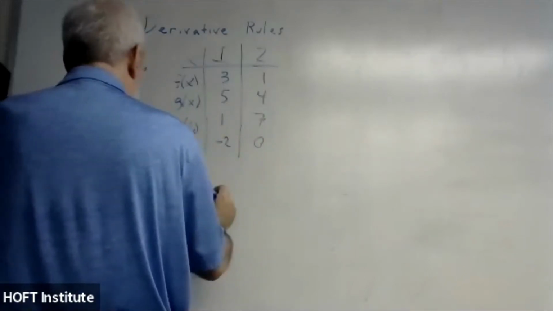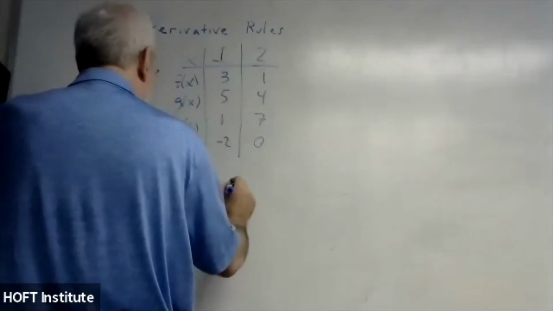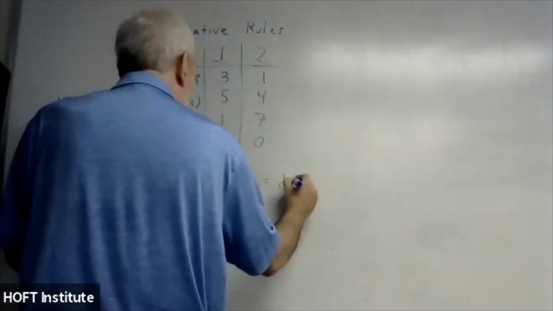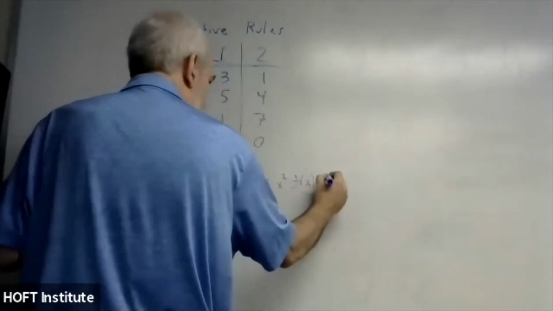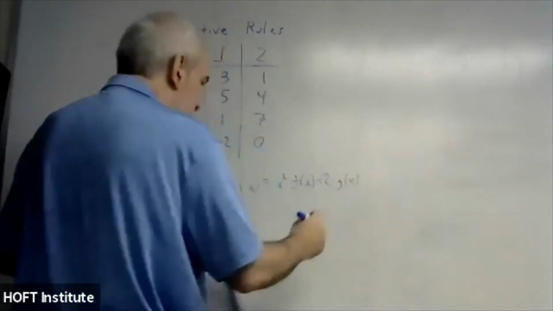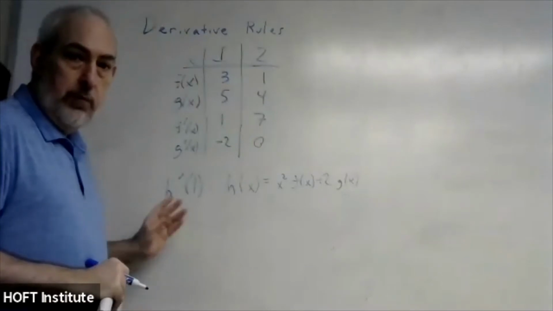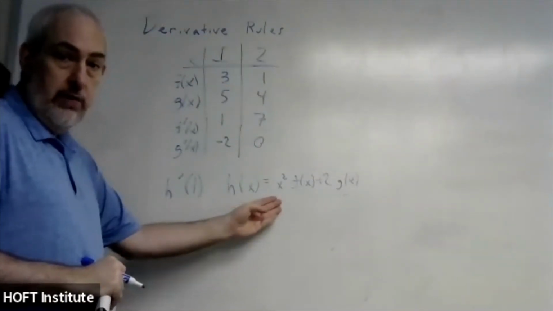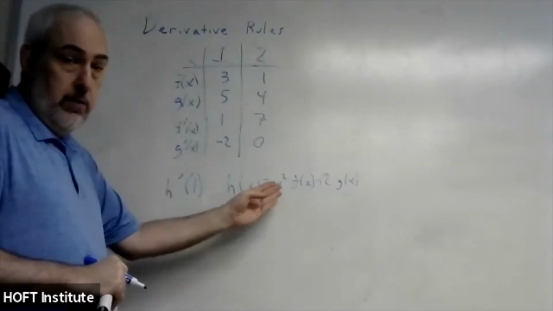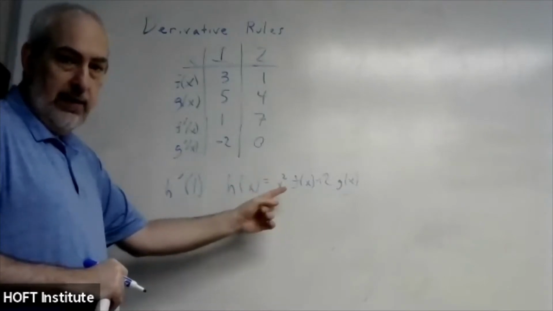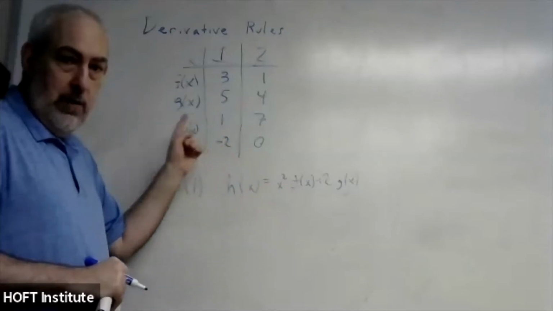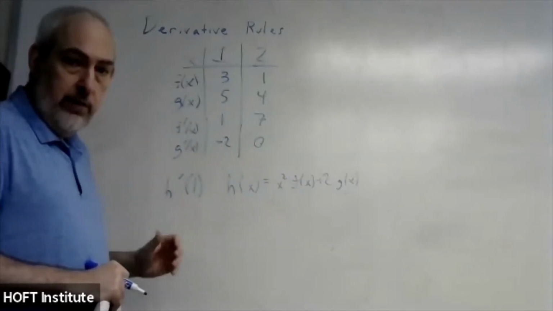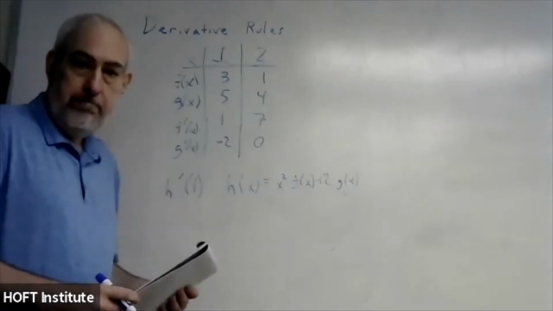I want to find the derivative of h at 1 for h of x equals x squared f of x plus 2g of x. So I'm trying to solve for the derivative of h at 1, given that h is this function. Note, I'm not giving you exactly what f and g are, but this table should give us enough information to solve for the derivative of h at 1.